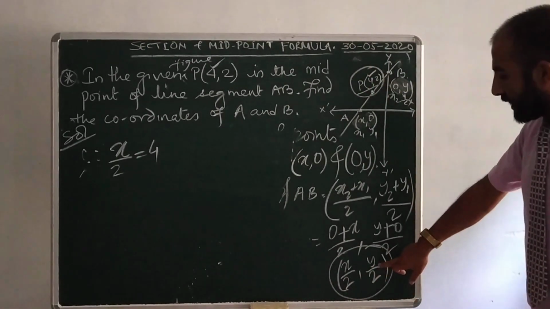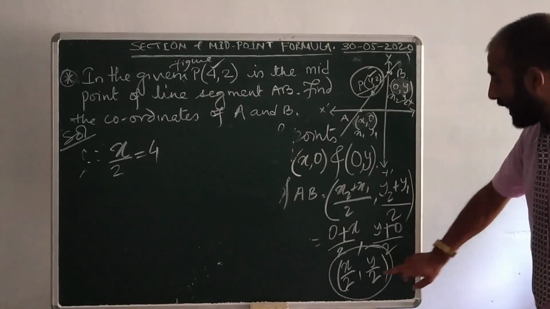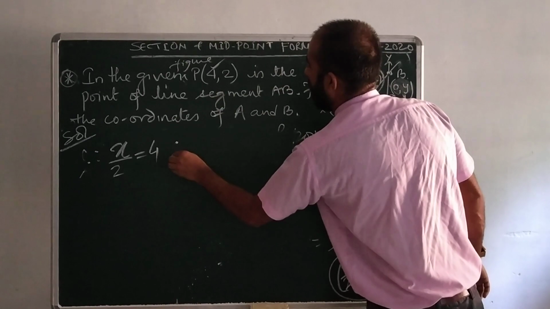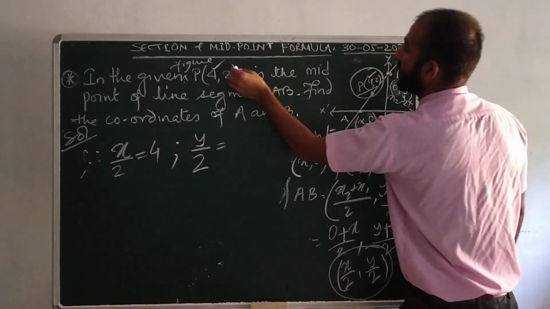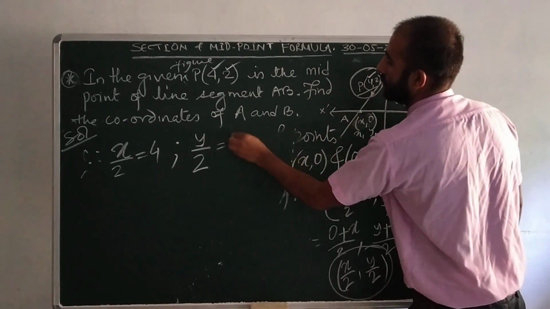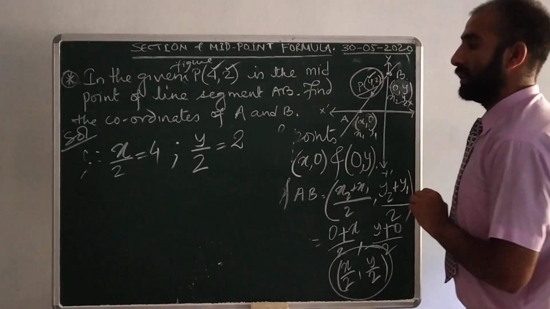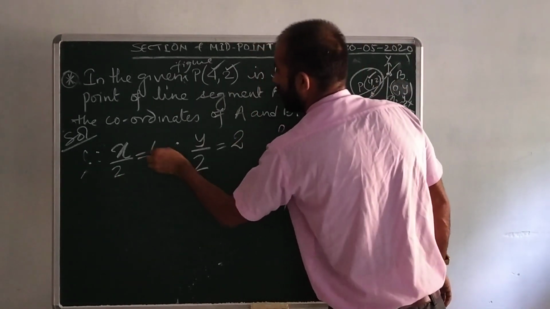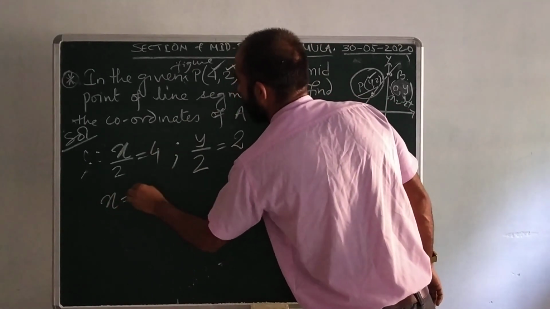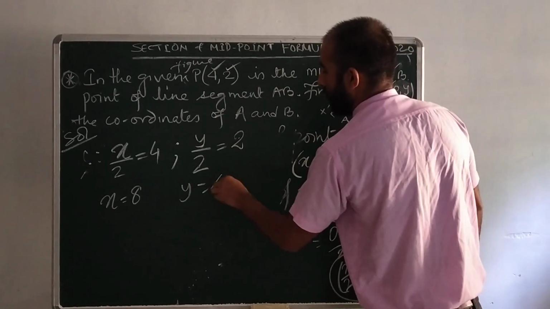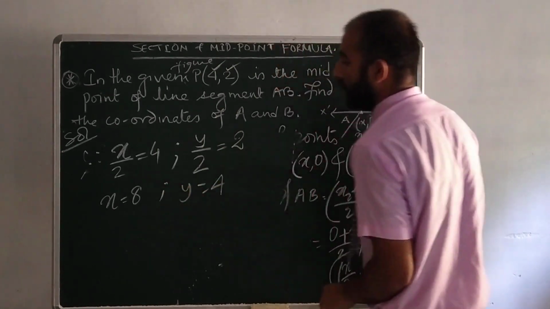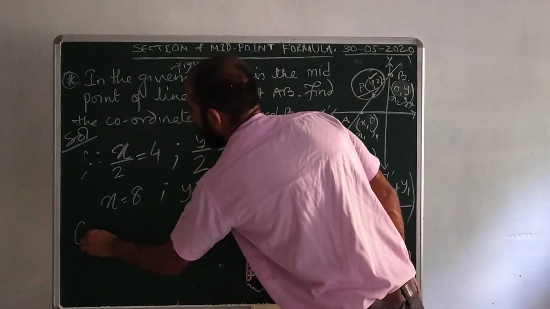Similarly, the y-coordinate of the midpoint according to our formula is y by 2, and according to the given value, the y-coordinate is 2. So we are going to equate it. So cross multiply: 2 4s are 8, x equals 8, y equals 2 2s are 4. So we got the coordinates.